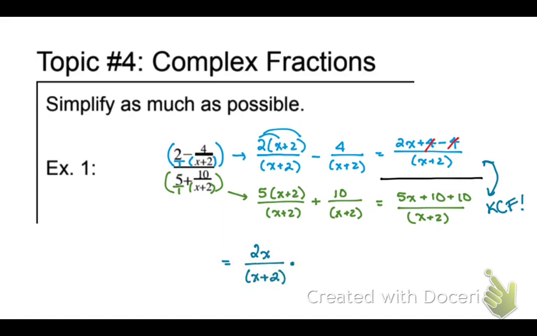So this will give us 2x over x plus 2 times x plus 2 over 5x plus 20. I note that the x plus 2's are the same on top and bottom, so I can cross those out. And so this leaves me with 2x over 5x plus 20.